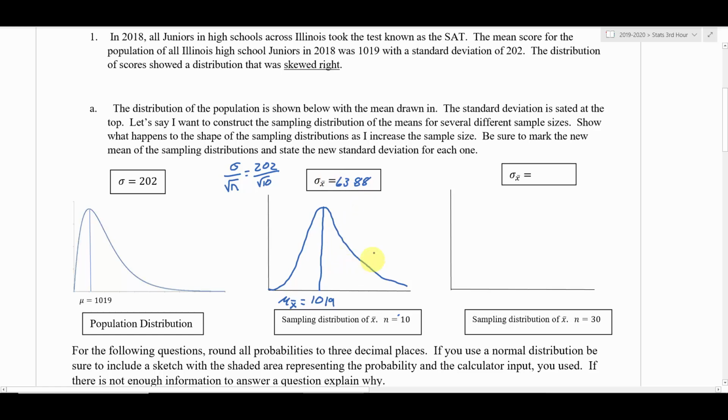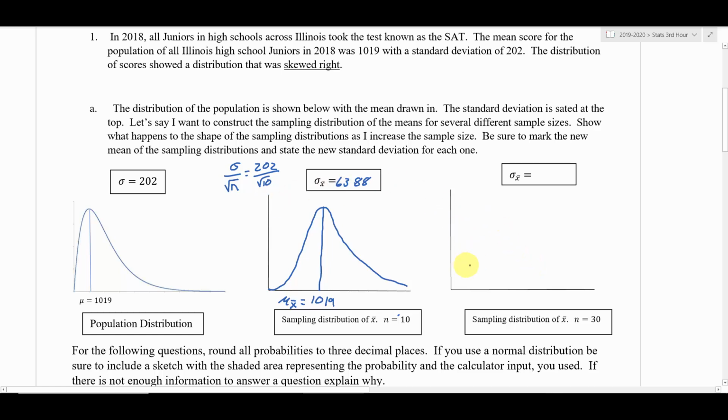So that'll be my new standard deviation for this distribution where we are taking samples of size 10. So notice the spread of the distribution went down. Okay, so now I'm going to move on. Now the sample size is 30, right? So like I said, what this question is assessing is, do you know what happens as we increase that sample size? Do you understand what the central limit theorem is telling you?